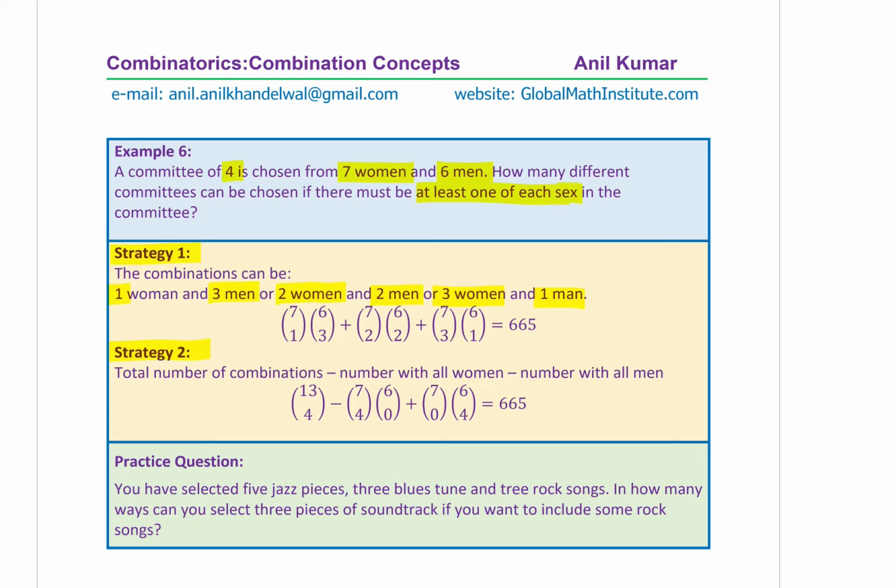So here the critical points to note: the first group is 1 woman and 3 men. So 1 woman is selected from 7. So it is 7C1. Do you see here? 7 choose 1. Perfect. Times. Now there are 6 men. From 6 men you are selecting 3. So 6 choose 3. Got the idea?